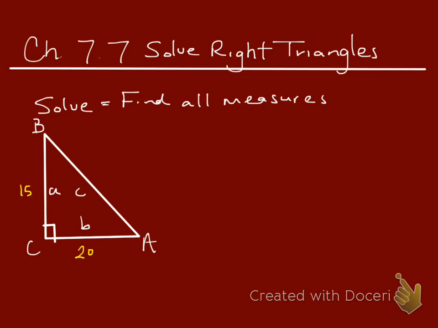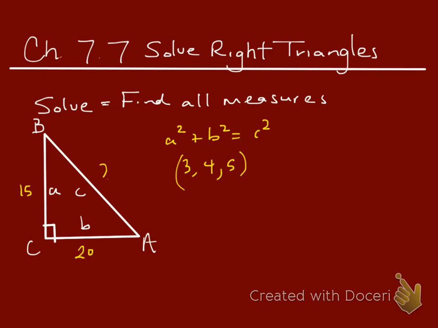So the first thing that you'll notice is that we need to find the measure of AB. We don't have AB, so in order to find AB, how do we do that? Well, you can use the Pythagorean theorem, of course. A squared plus B squared equals C squared. You also might notice that this triangle is a special right triangle. It is the 3, 4, 5 version.